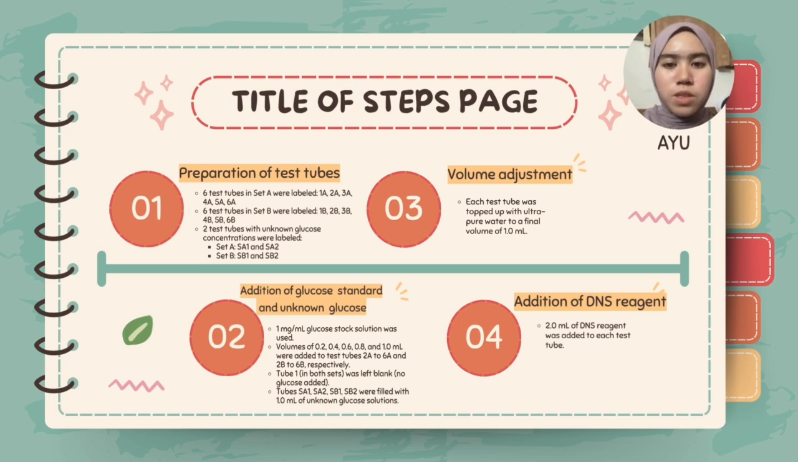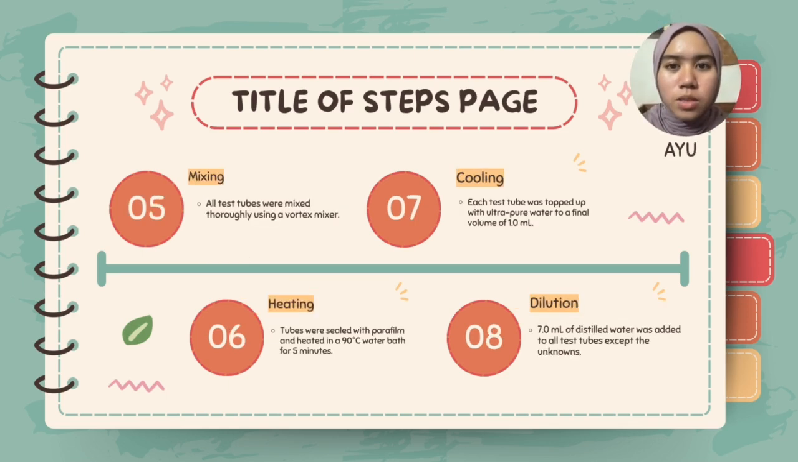3. Volume adjustment. Each test tube was topped up with ultrapure water to a final volume of 1 ml. 4. Addition of DNS reagent: 2 ml of DNS reagent was added to each test tube. Step 5. Mixing. All test tubes were mixed thoroughly using a vortex mixer. Step 6. Heating. Tubes were sealed with parafilm and heated in the 90 degrees Celsius water bath for 5 minutes.